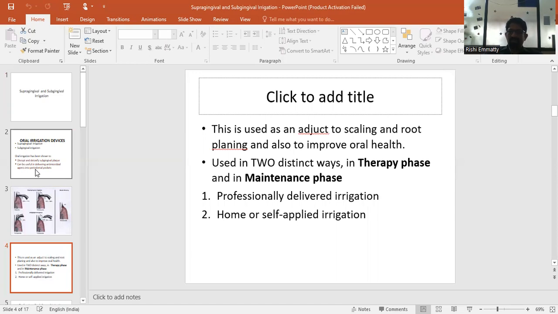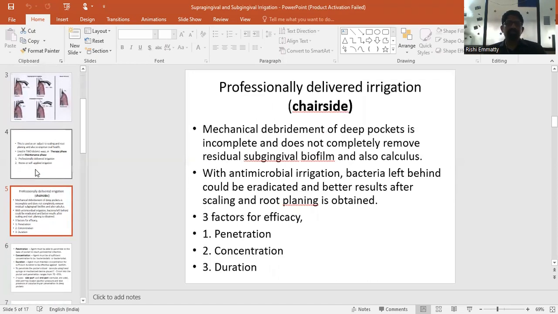The main disadvantage is that after 2 or 3 days, you feel irritated or things like that. You will stop it and you won't cover all areas. So, result-wise, it doesn't give very good results.